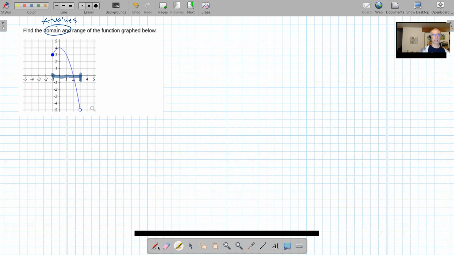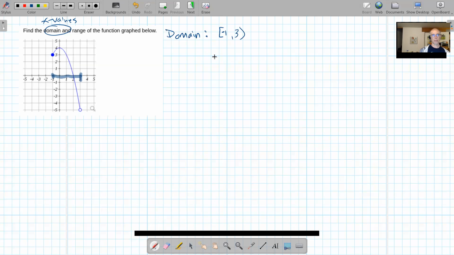So for the domain, a couple ways I could state that. I could use interval notation, meaning we use square brackets to indicate we can use that number, and a parenthesis to indicate right up to the edge of the other number. And so we start at -1, we go up to 3.